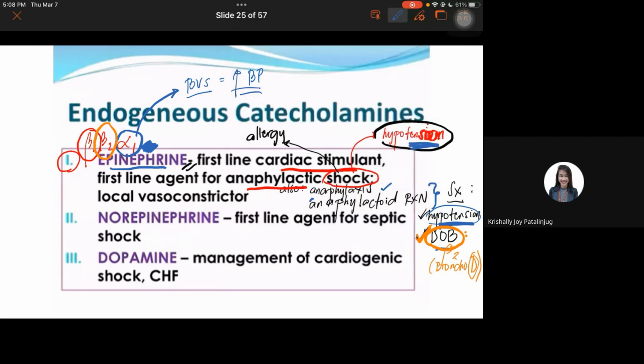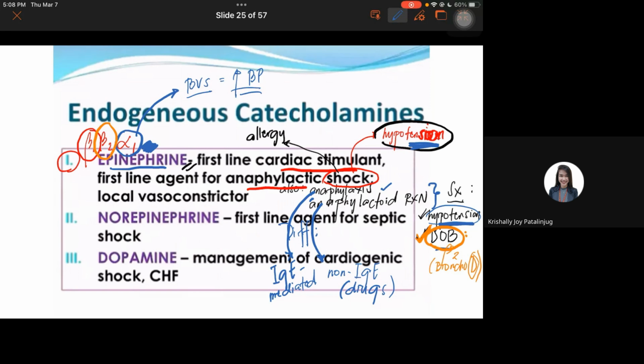With regards to differences, meron din silang differences, no? With regards to anaphylaxis, this is a condition that is IgE mediated, immunoglobulin mediated siya, whereas yung anaphylactoid reaction, non-IgE mediated, non-immunoglobulin E mediated. So kumbaga, it is induced by drugs. For example, ang anaphylactoid reaction. Yan yung difference ng dalawa.